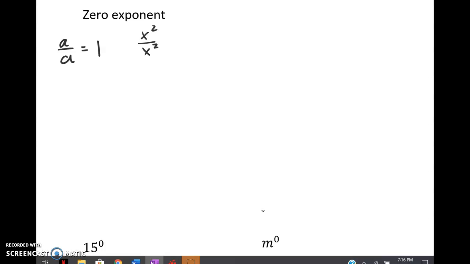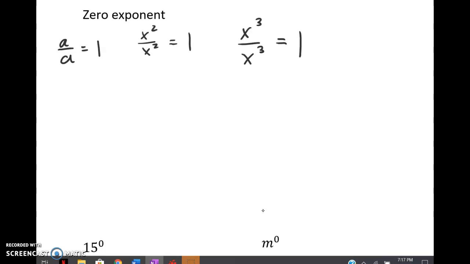All right, now we want to talk about the 0 exponent. If you had a over a, that would just equal 1. If you had x squared over x squared, that would just equal 1. So if you have the same thing in the numerator as the denominator, it just equals 1, right? All right, well, let's say you have x cubed over x cubed. You know that's going to equal 1 because of what we were just saying.